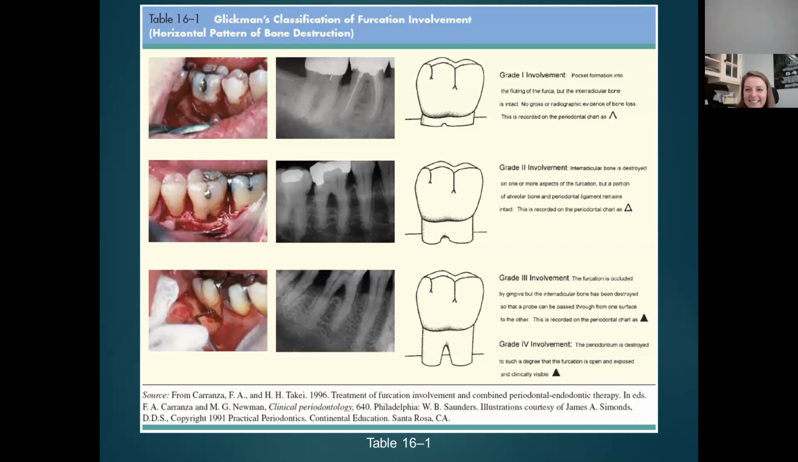So a grade 1, no gross or radiographic evidence is evident. Now a grade 1, depending on what textbook, even though we're all talking about the Glickman, if we can't get our explorer to start dipping into that furcation, that roof or the crotch a little bit, we're still considering this just a watch. But it's a 1 if we can start getting it into the furcation. It's a 2 if interradicular bone is destroyed, and we can get it going into the furcation more. And then a 3 is a through and through, and a 4 again is a through and through that you can see.